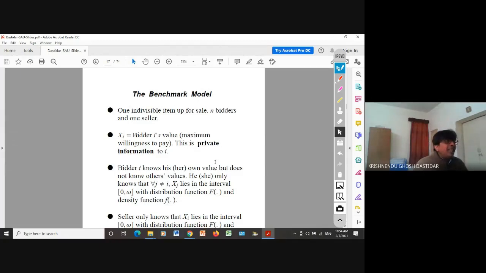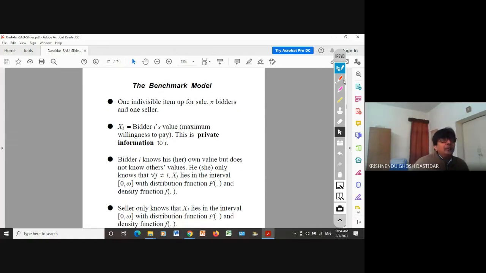Now Xi is bidder i's value. That is the maximum price he is willing to pay for it. Now this is private information to player i. What do I mean by private information? This is known only to player i, but not to player j. So other bidders or the seller do not know bidder i's willingness to pay.